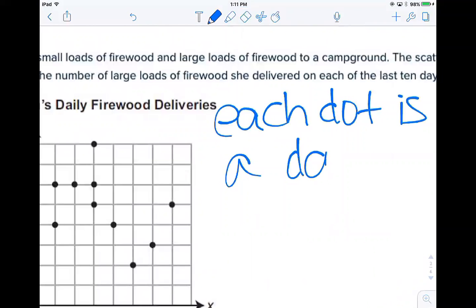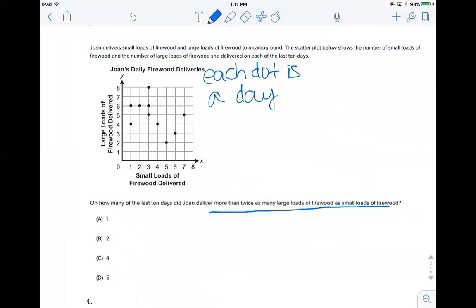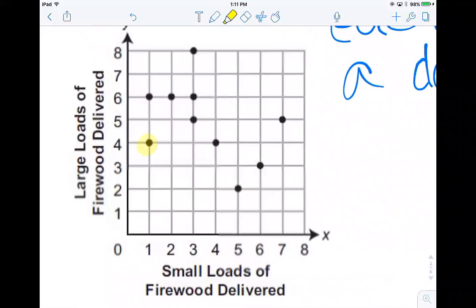So we want to figure out on how many days did she deliver more than twice as many large loads than small. So let's look at our first day here. I'm going to highlight that.